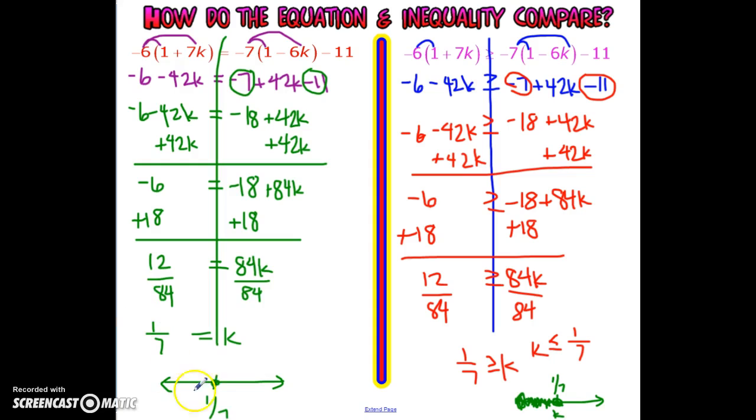Alright, so here's your steps for the equation, including your number line. You should be able to do this number line as well. The solution is k is less than or equal to 1/7, so anything that's less than 1/7 or equal to, so this should be a filled in circle.